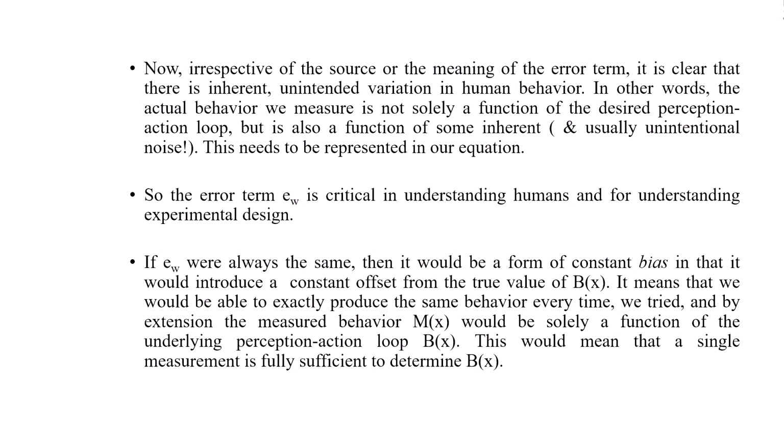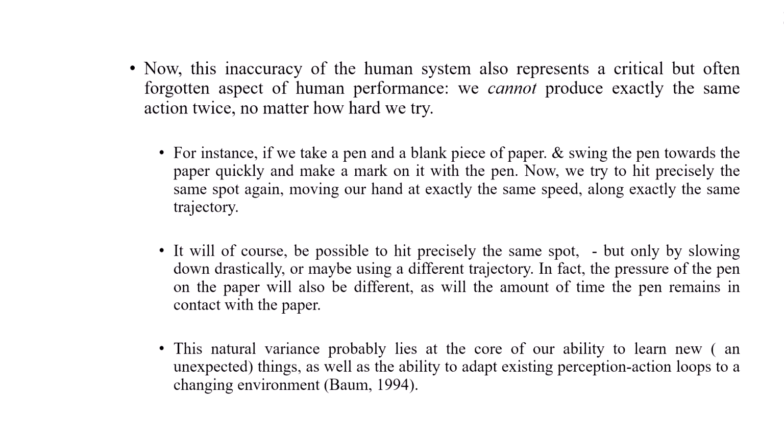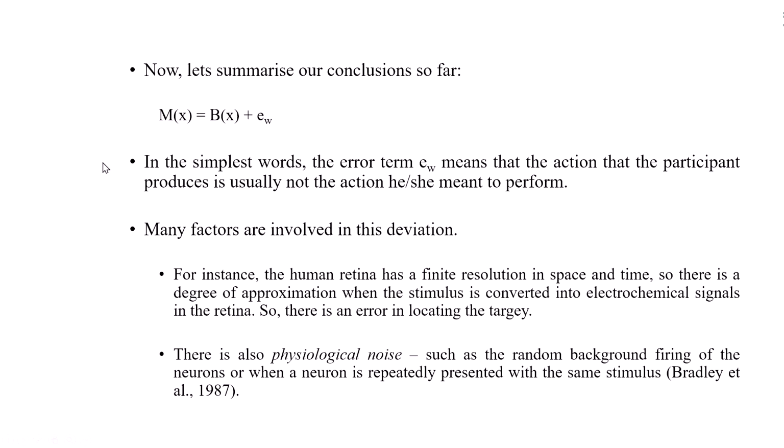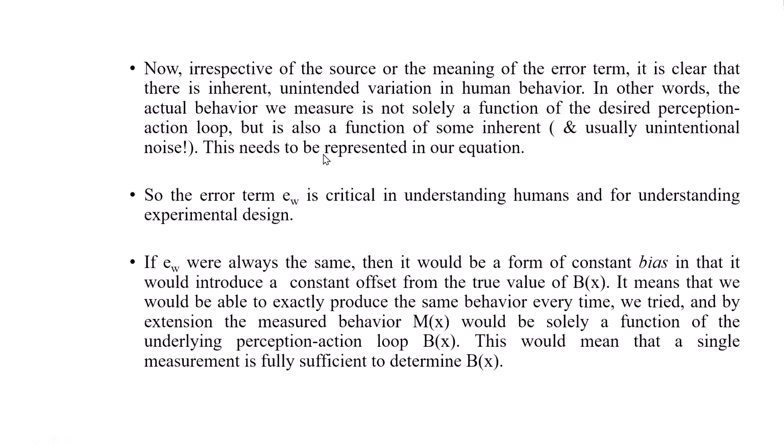And this therefore needs to be interpreted, or represented, in our equation, and that is where this error term comes in. That is why we have this error term. Alright. So, we have m of x, the measurement, b of x, the internal processes, what the person wanted to do, and this error term. This is extremely critical in understanding humans and for understanding experimental design. We will talk about this.